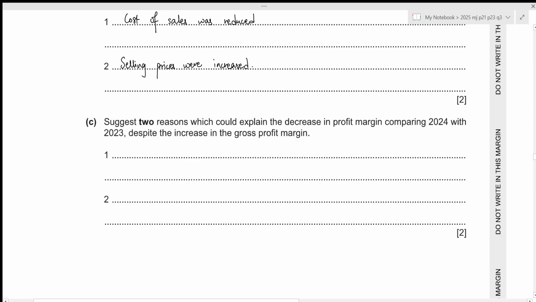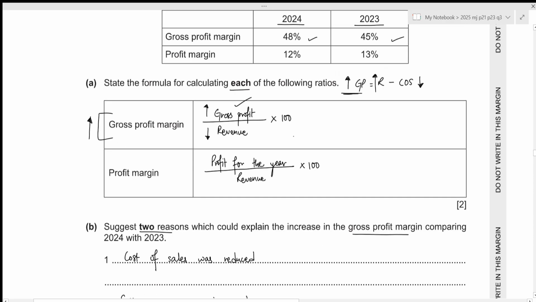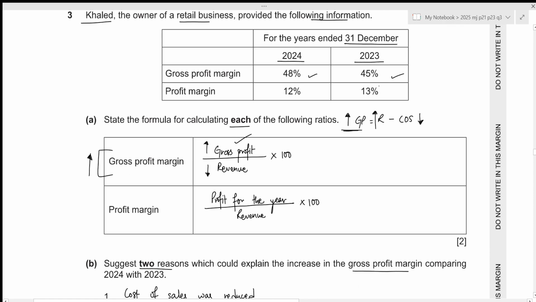Now for the third one, we need to suggest 2 reasons which could explain the decrease in profit margin comparing 2024 with 2023, despite the increase in the gross profit margin. Okay. So for the year 2023, our profit margin was 13%, but in the year 2024, it has decreased to 12%. And we know for a fact that our gross profit margin has increased. And by that, we're assuming that the gross profit has increased.